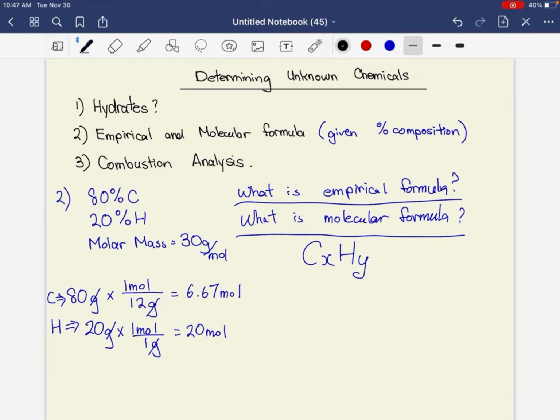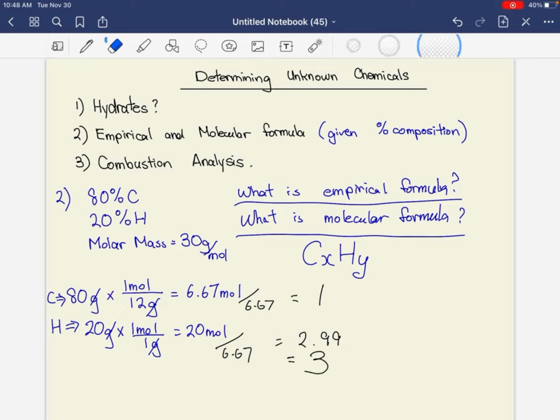So look at the two numbers. Which one is smaller? That's pretty obvious. It's 6.67. So you're going to divide both numbers by 6.67. Why? Because you want to set the lower mole to be 1. At least for now. Let's do the division. What would H be? 2.99. All right. That is close enough to be 3.